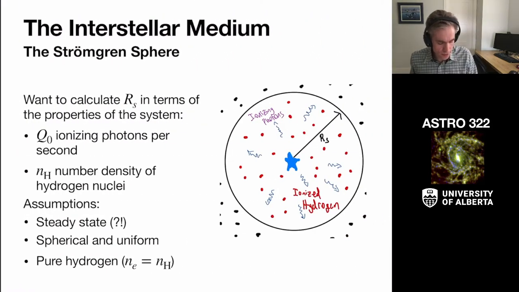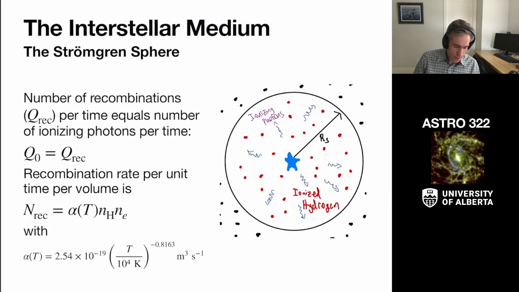So the model that we're going to do is calculate the Stromgren sphere radius, RS, in terms of the properties of the system. We are going to care about the number of ionizing photons per second, the kind of thing that you calculate on a homework if you assume a blackbody curve. And we also want to know the number density of hydrogen nuclei inside this region. That's all these little red dots here. We're going to assume that's in steady state. I told you that's the big lie, because this thing is going to get hit by shock waves and other fluids passing through. We're going to assume it's spherical and uniform, again not great if you recall those simulations. And we're going to further assume that it is pure hydrogen, which just means that for every proton in the system, you get one electron, so we can simplify our math a little bit.